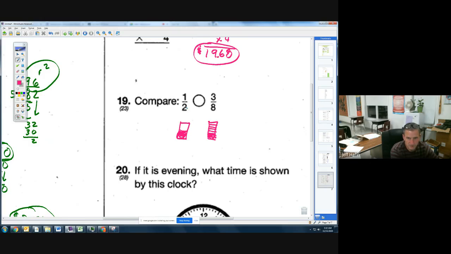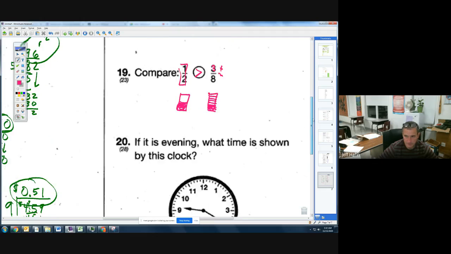But really, the best way is just to compare to 1/2. This is exactly 1/2. This one, in order for something to have an 8 on the bottom to be half, it would have to have a 4 on top, and this only has a 3. So because this number is less than half of the bottom number, you know that this fraction is less than a half. So you know 1/2 is the bigger of the two fractions.